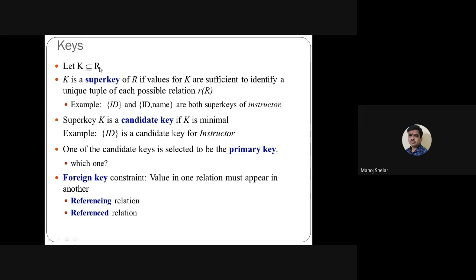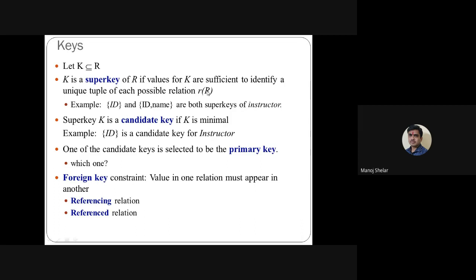Suppose we consider R as a student relation. Roll number, name, and address are the attributes of R, and suppose the key is roll number. So roll number is a subset of student. Yes, so K is a subset of R. K is a super key of R if the values of K are sufficient to identify a unique tuple of each possible relation R.